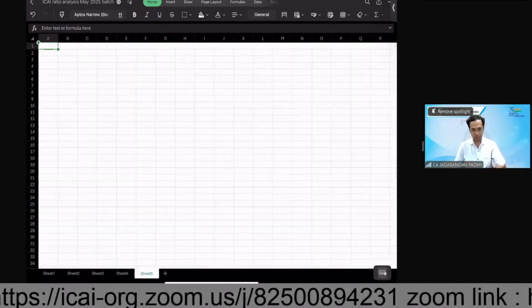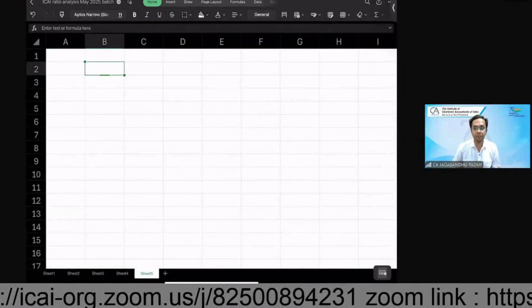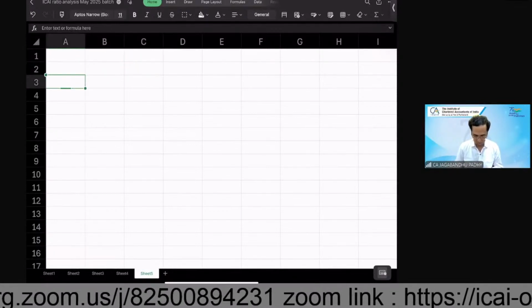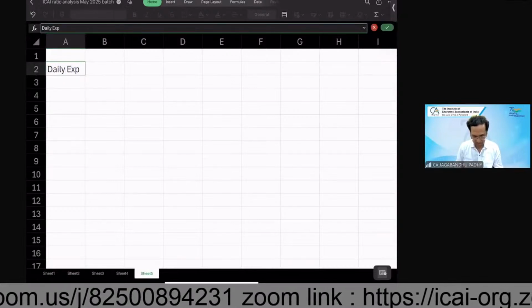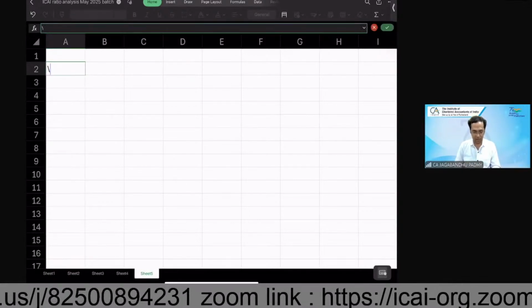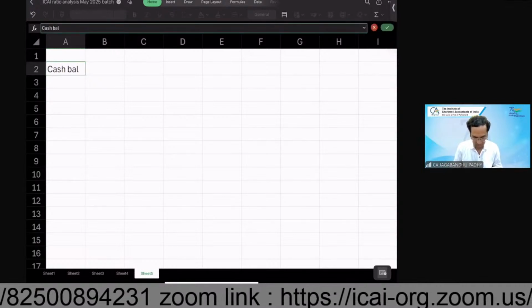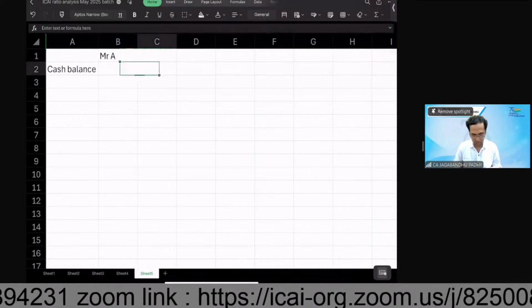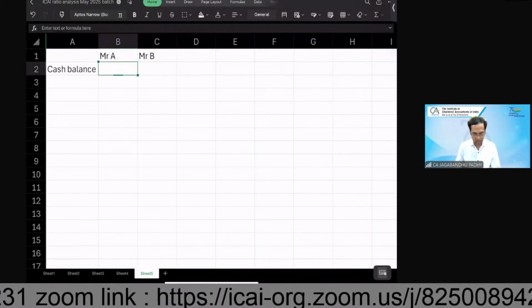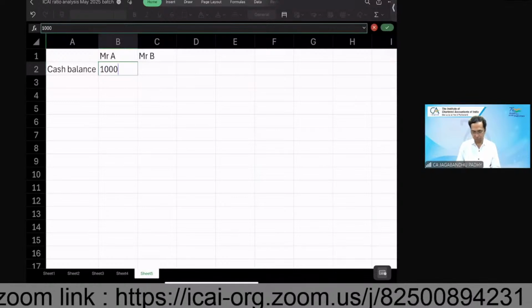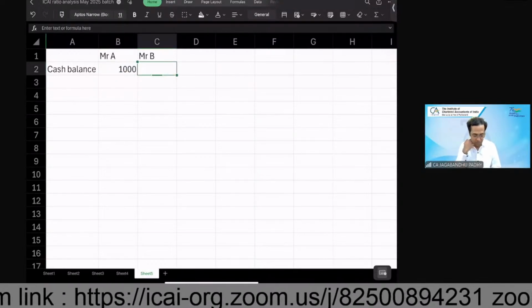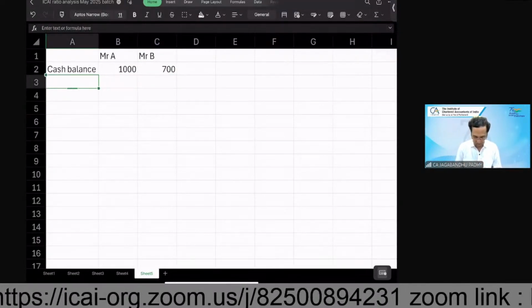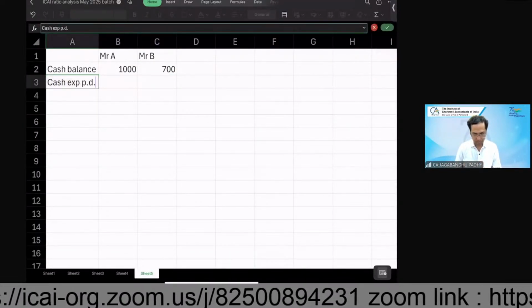Let me just take an example. Suppose your daily expense, or let me just say it like this, cash balance of two persons. So we have like Mr. A and Mr. B. Cash balance with Mr. A is suppose 1,000 rupees, and cash balance with Mr. B is, let's say, 700. Okay, and their cash expenditure per day.